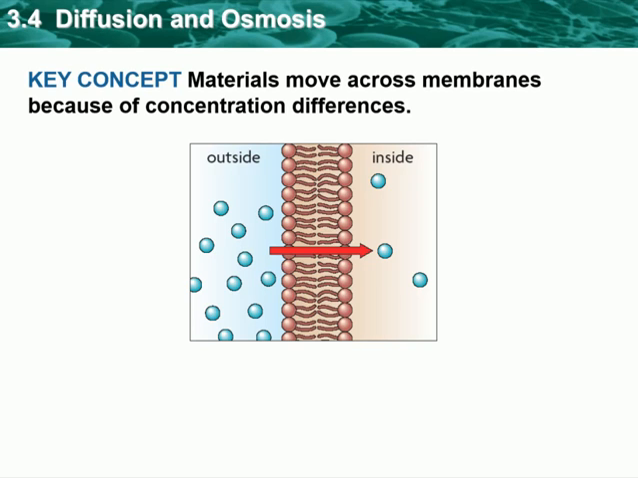Chapter 3, Section 4, Diffusion and Osmosis. Key concept. Materials move across membranes because of concentration differences. Main ideas. Diffusion and osmosis are types of passive transport. Some molecules diffuse through membrane proteins.